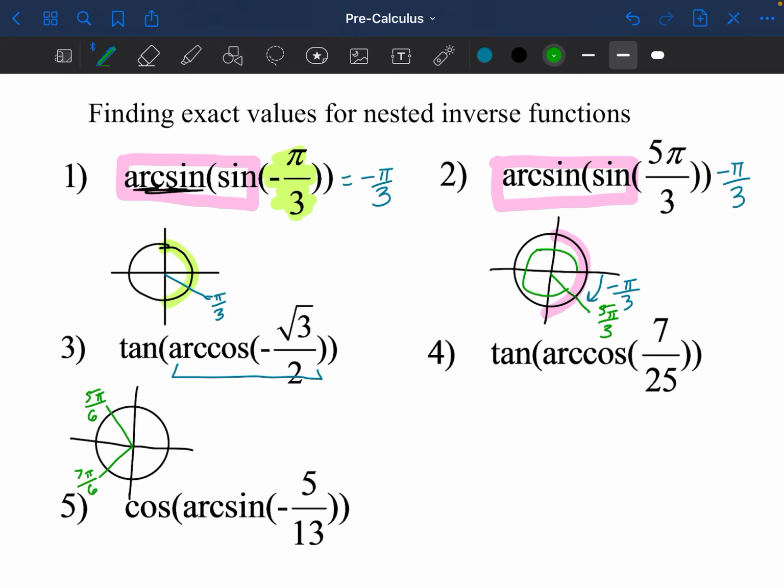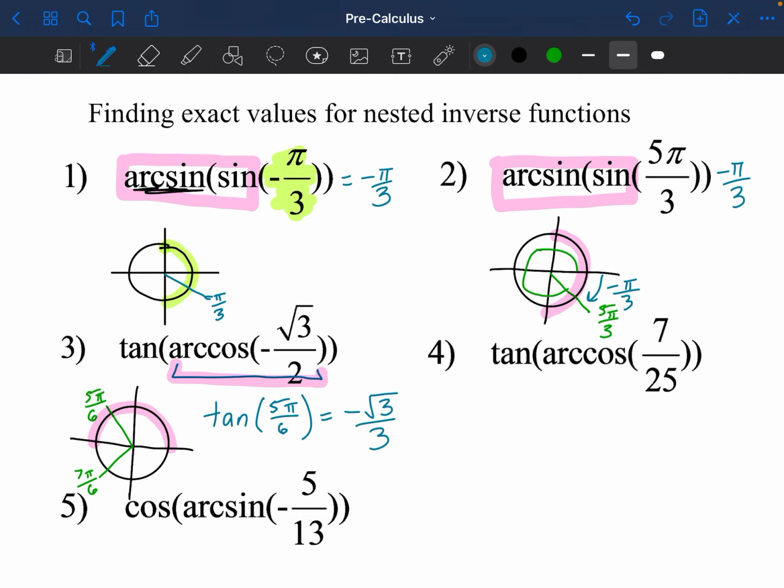The boundaries for arc cosine, though, remember, are from 0 to pi. So 5 pi over 6 is the one that's in bounds. I can now replace the arc cosine of negative square root of 3 over 2 with 5 pi over 6. So we're left with tangent of our answer to the one on the inside. And then we just need the tangent of 5 pi over 6. Well, that is equal to negative square root of 3 over 3. Final answer.